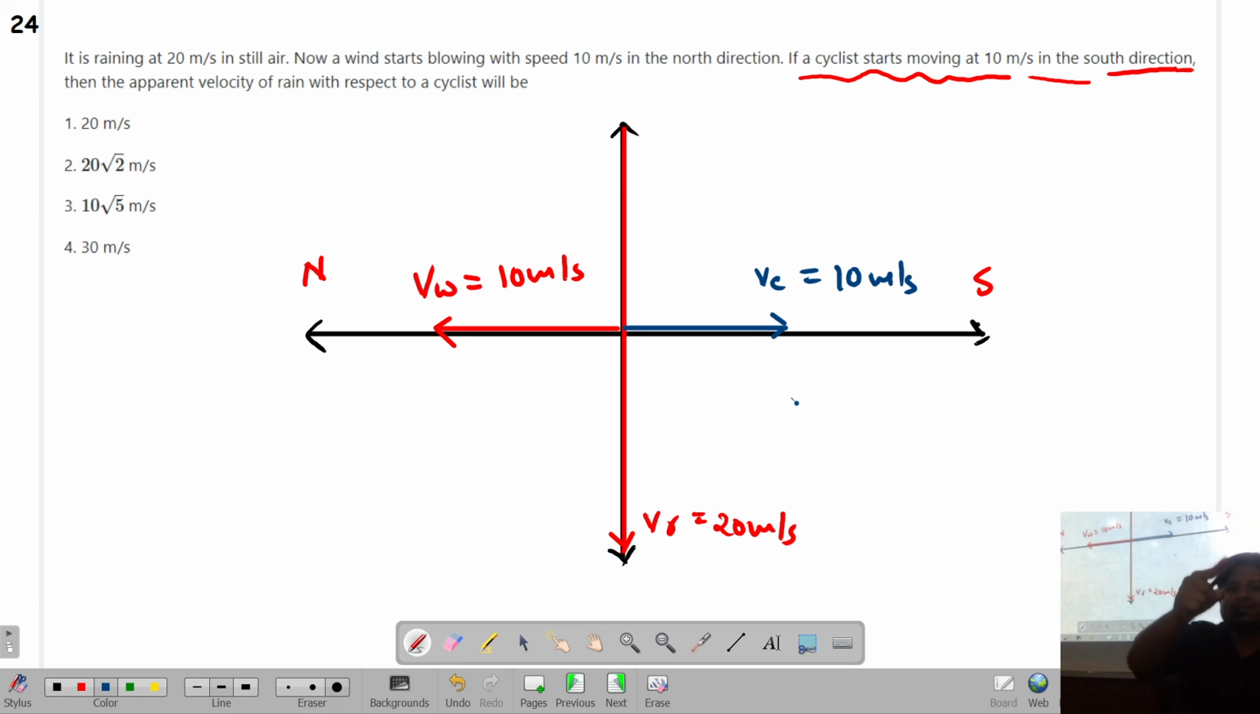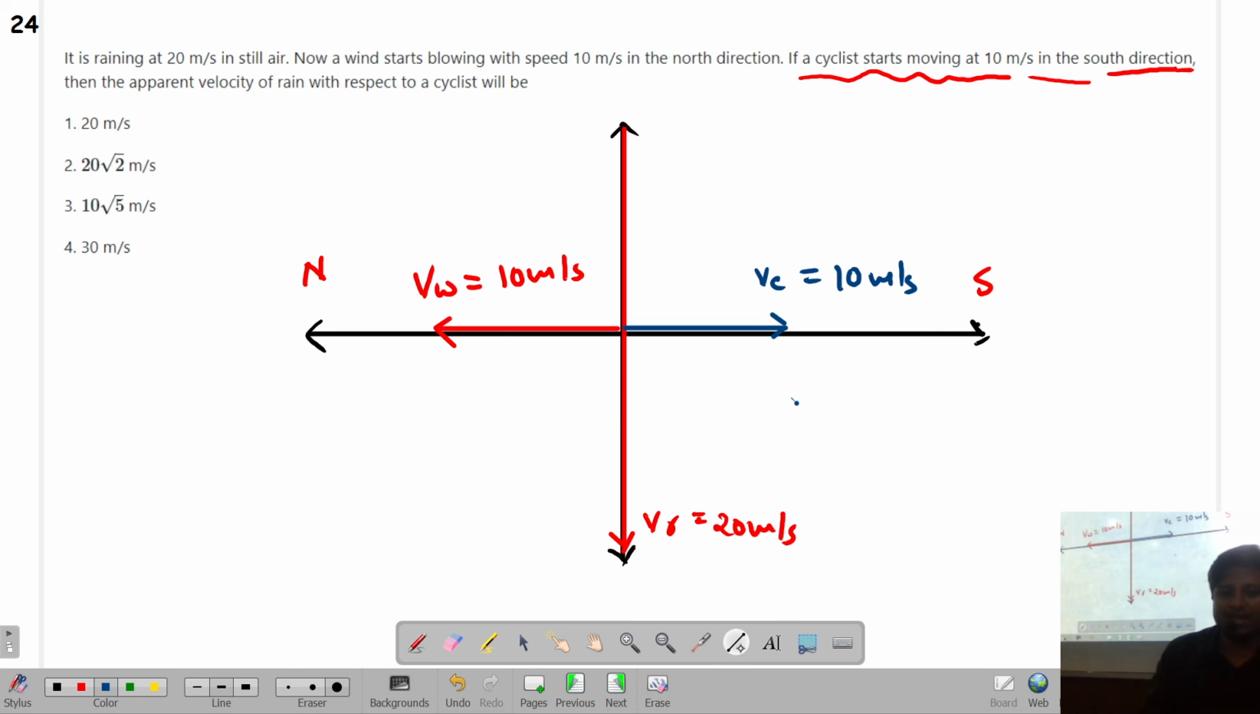Now, is the wind velocity going to affect the rain or the cyclist? It is for you. If you move faster and the wind is moving in the opposite direction, rain will start hitting you faster. If you move slower, the wind is still there, but the rain will hit you slower. So wind affects the cyclist, not the rain, in the theoretical case. Got it or not?